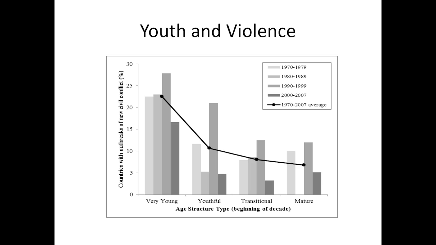Now, there's some good news. I'm going to conclude with a little bit of good thought, and that is research on the relationship between age structure and political change shows a clear relationship. That is, as populations get older, they are less violent.